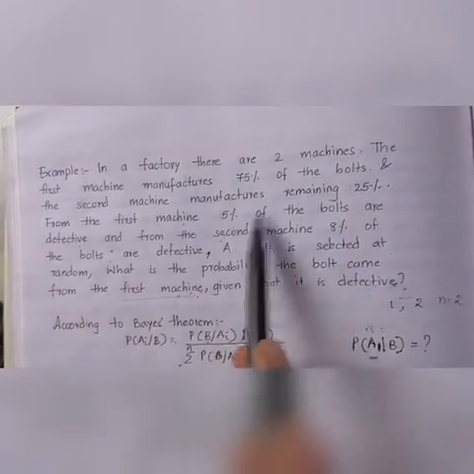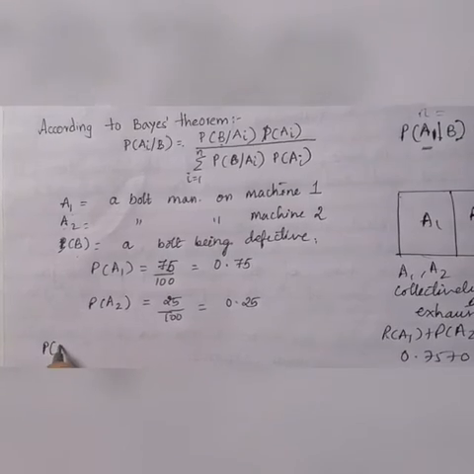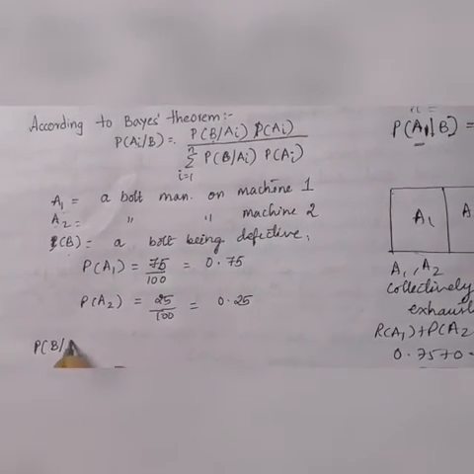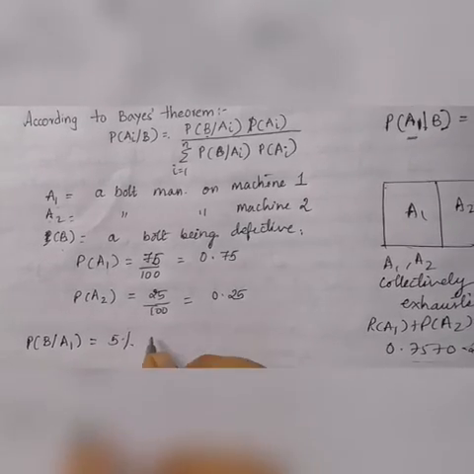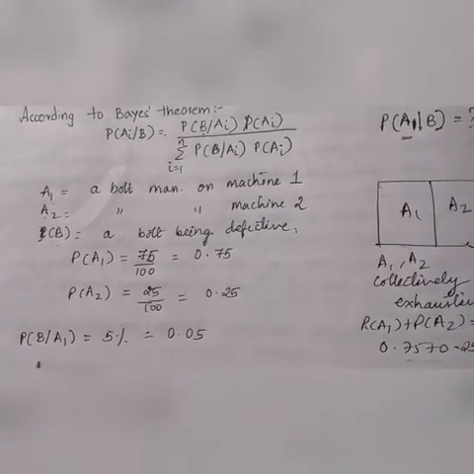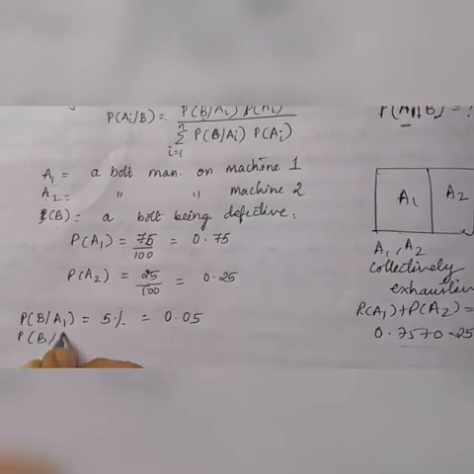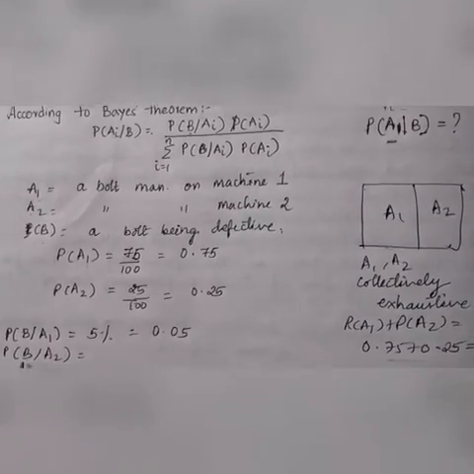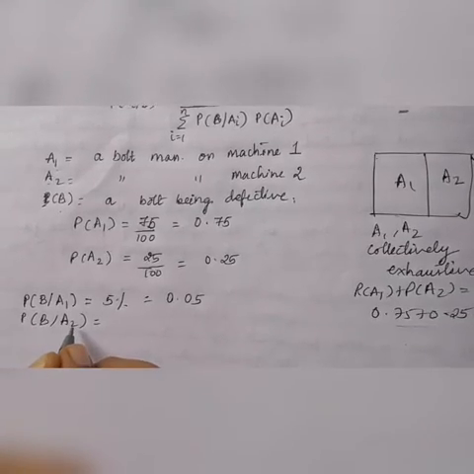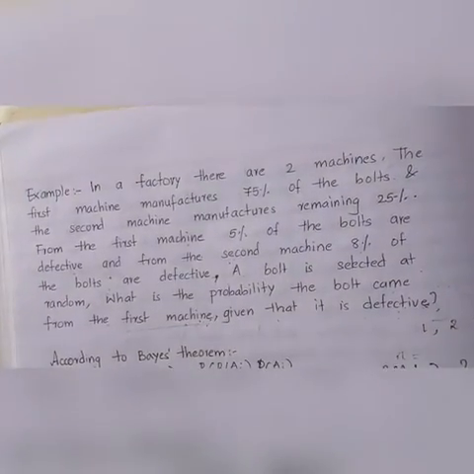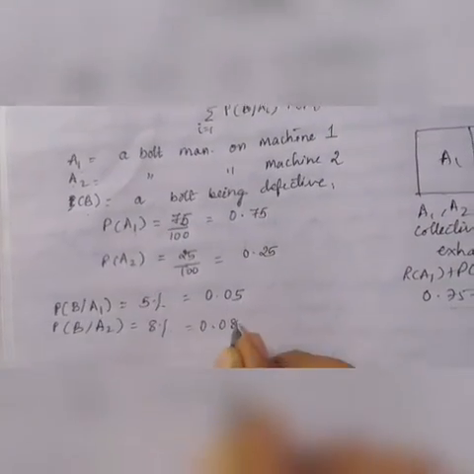From the first machine, 5% of the bolts are defective. So the probability of a bolt being defective given that it is manufactured from the first machine is 5%, so 0.05. Probability of B given A2: the probability of a bolt being defective given that it has been manufactured on machine 2, the second machine, is 8%. So that is 0.08. And now if you see, you have all the values.